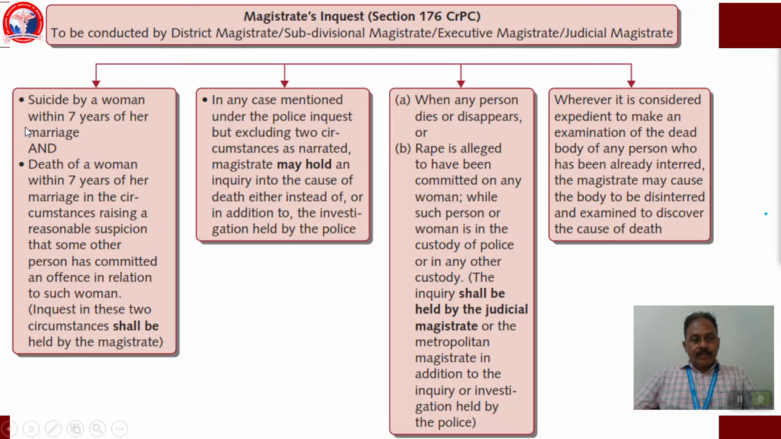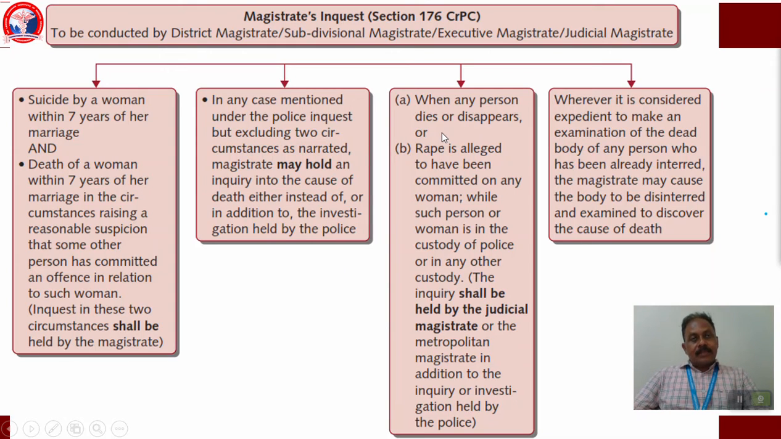Hold the inquiry when a woman dies unnaturally within 7 years of her marriage, by suicide, or death of a woman within 7 years of marriage in circumstances raising a reasonable suspicion that some other person has committed an offence in relation to such woman. In any case mentioned under the police inquest, but excluding two circumstances, the magistrate may hold an inquiry into the cause of death, either instead of or in addition to the investigation officer.